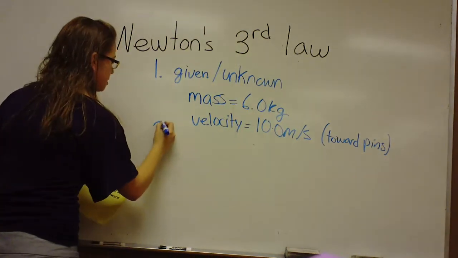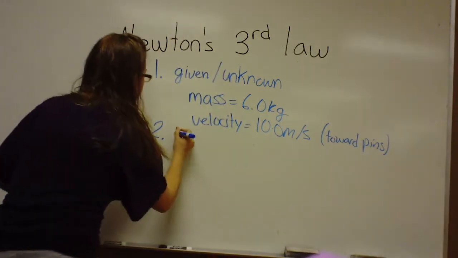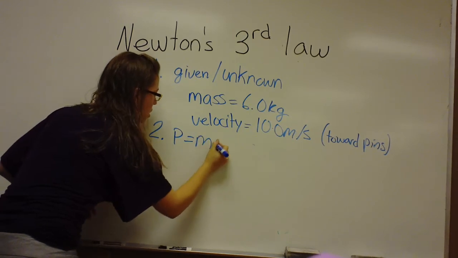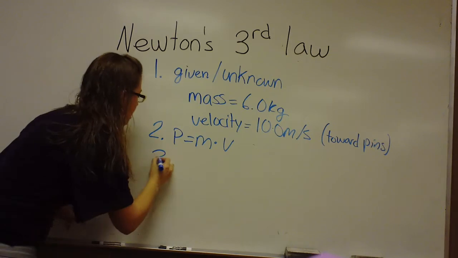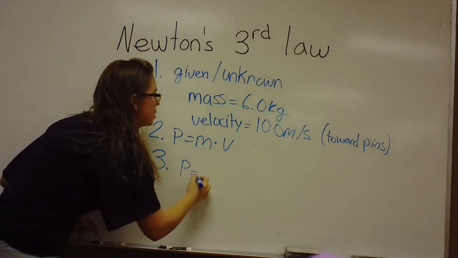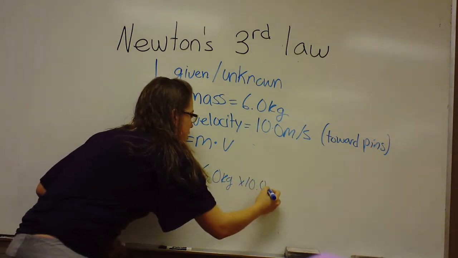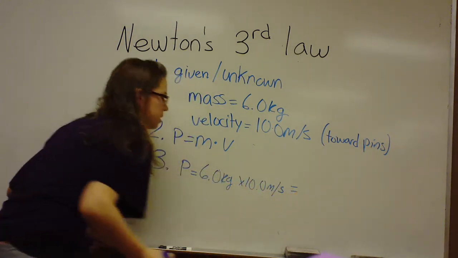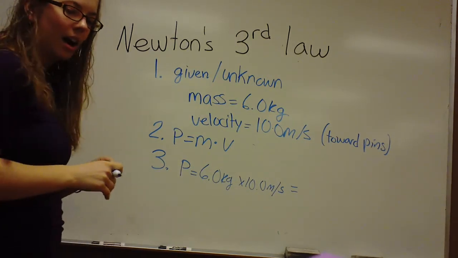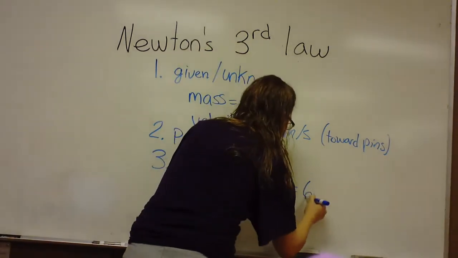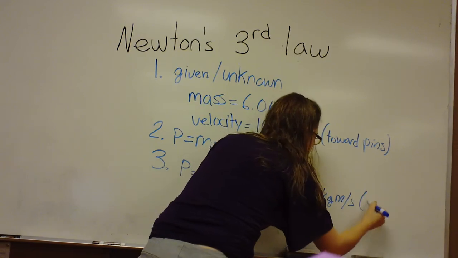The equation, as we just talked about, is P equals MV. And when we plug in our numbers, P equals 6.0 kilograms times 10.0 meters per second equals, what did you guys get? I got 60, okay? 60 kilograms meters per second towards the pins.